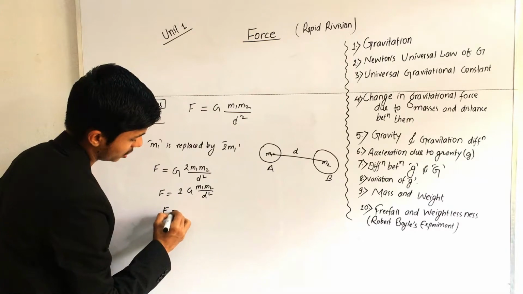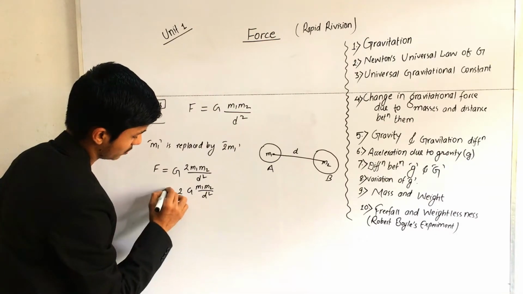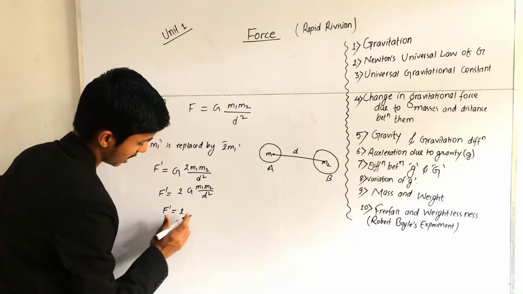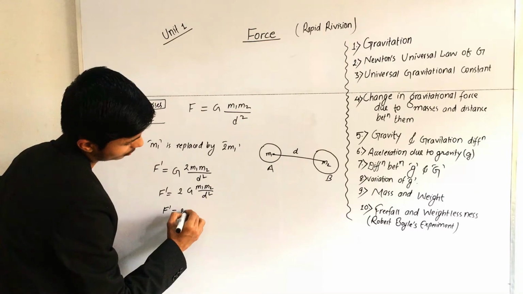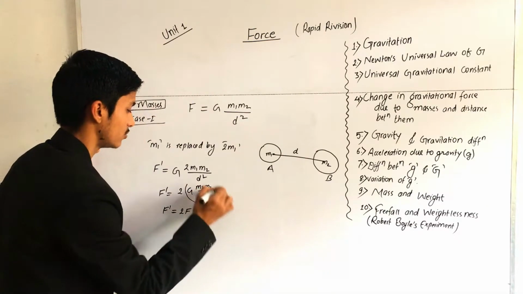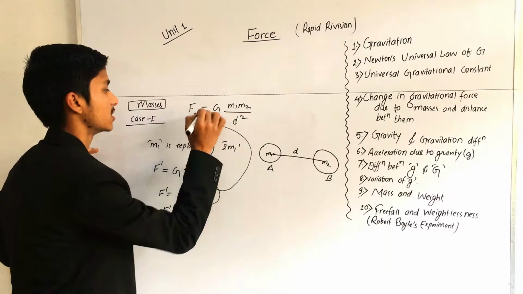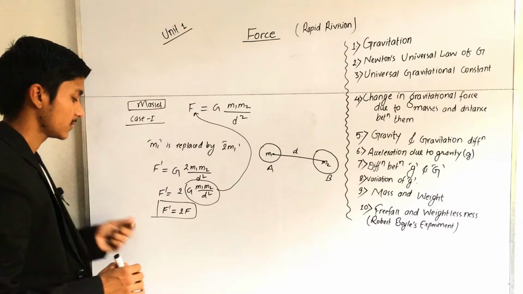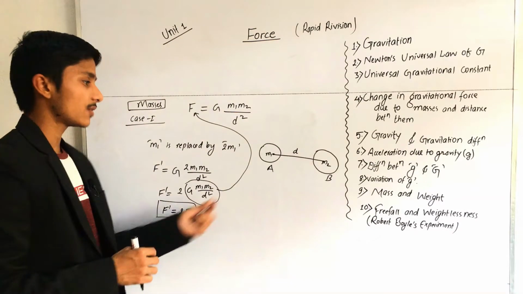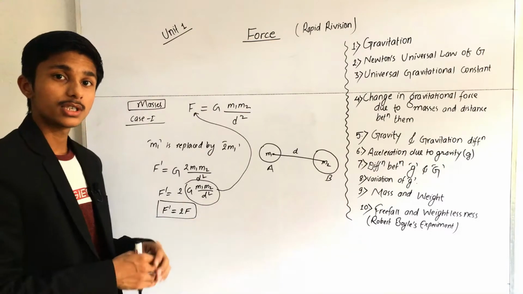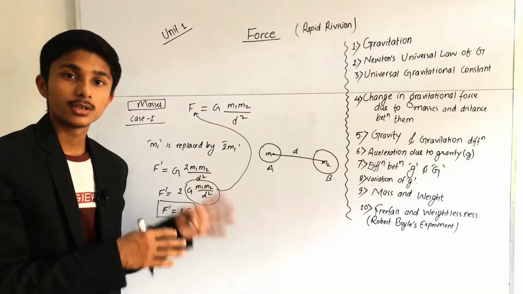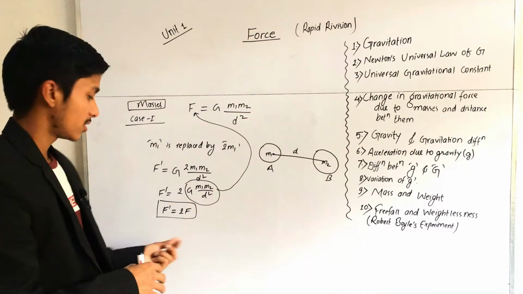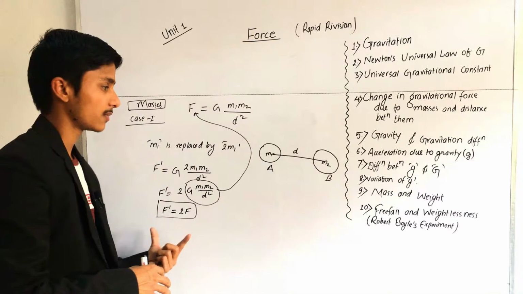Now F' is equal to 2 times F, where F' is the force after changing the mass, and its value is, you can see here, the original force F. So as a conclusion we get that when the mass of one body is doubled, the gravitational force between such two bodies is also doubled. When mass is doubled, the force between them is also doubled.